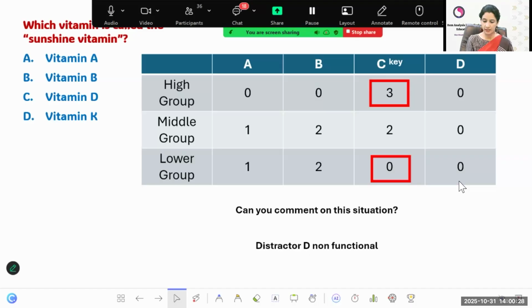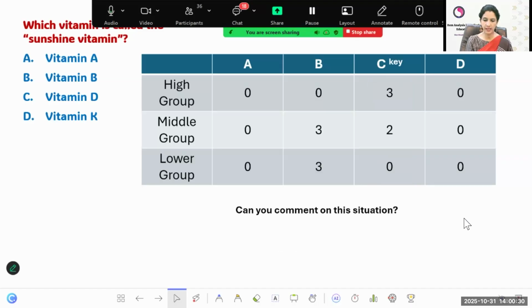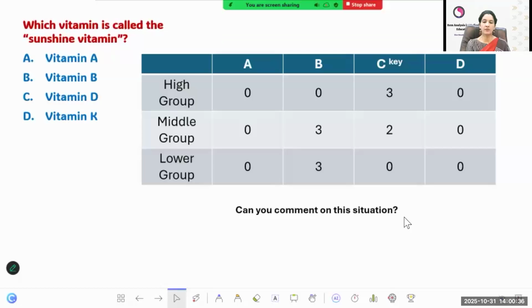Okay. Then we'll go to the next concept. Now you see this. Here, the answer key has been rightly marked by all the high achievers, like 3 in this case. But if you see all the other options, the lower group, and basically we will focus only on the upper and lower group because we don't focus on the middle group.